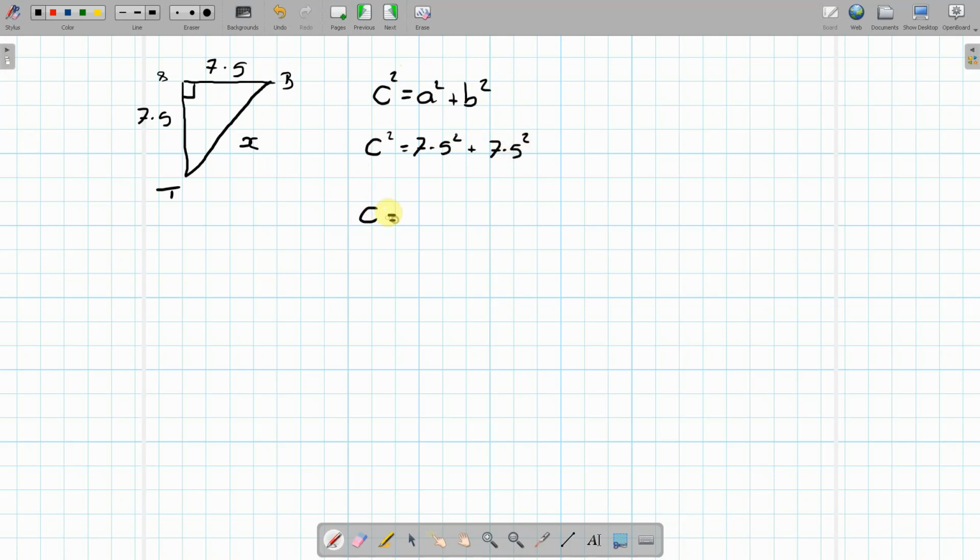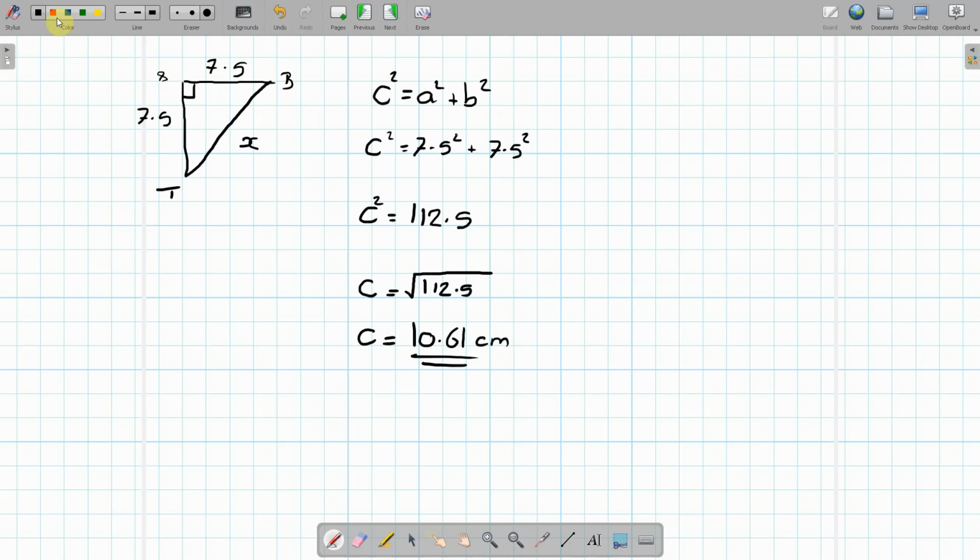Now if you pop that into the calculator, you should get a value of 112.5. Now that is for C squared. We want C. So we have to take the square root of 112.5. So in this case C is 10.61 centimetres.